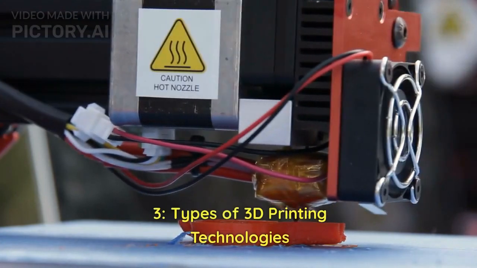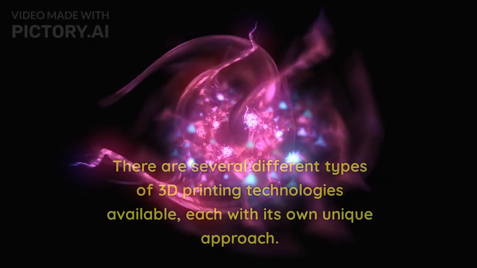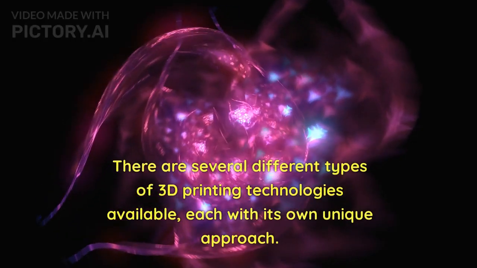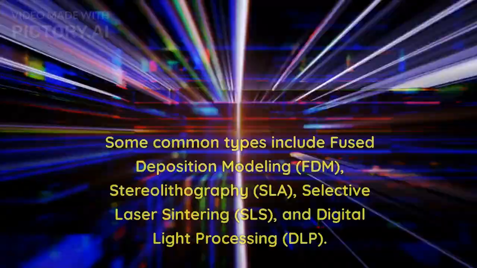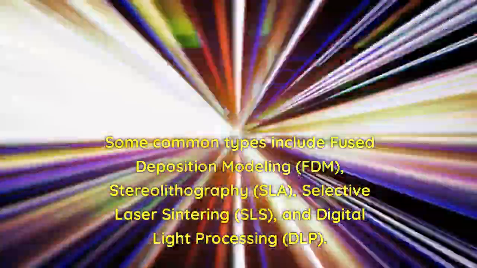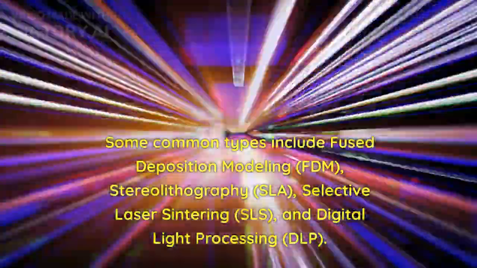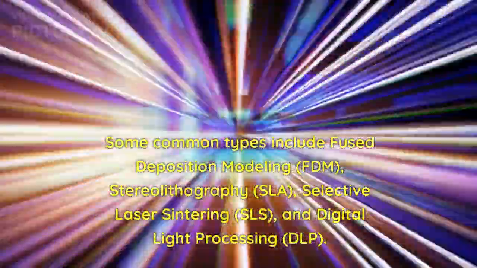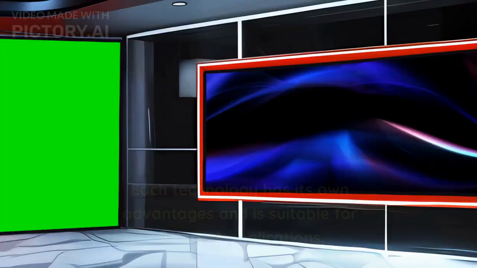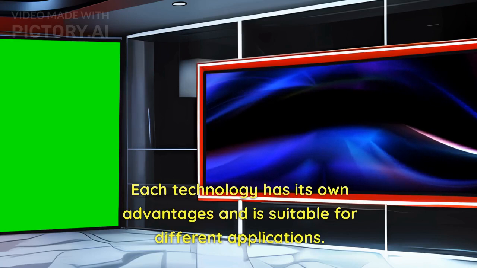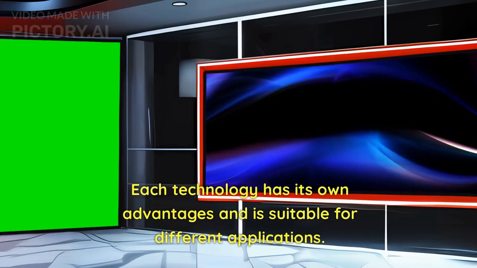3. Types of 3D printing technologies. There are several different types of 3D printing technologies available, each with its own unique approach. Some common types include fused deposition modeling (FDM), stereolithography (SLA), selective laser sintering (SLS), and digital light processing (DLP). Each technology has its own advantages and is suitable for different applications.